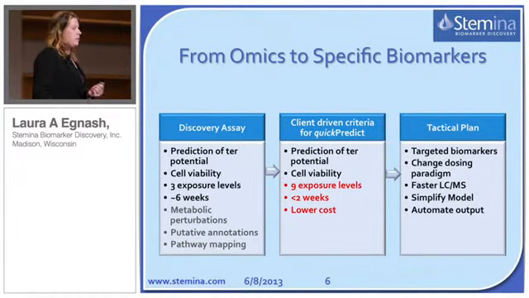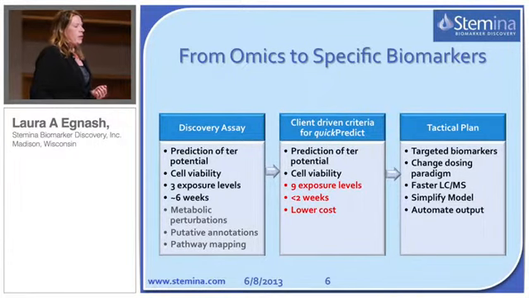And it's a good assay. They also got information about metabolic perturbations, putative annotations, and pathway mapping. But we knew we could make it faster, and our clients actually wanted the assay to be faster to drive decisions faster. So the criteria was we were trying to still provide that prediction, which is crucial, provide cell viability over 9 exposure levels. More exposure levels helps you to put the prediction into better context in less than 2 weeks and at a lower cost.